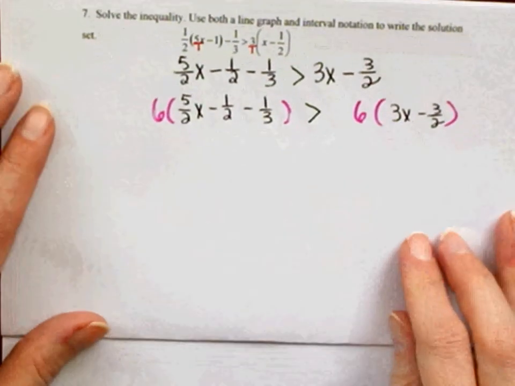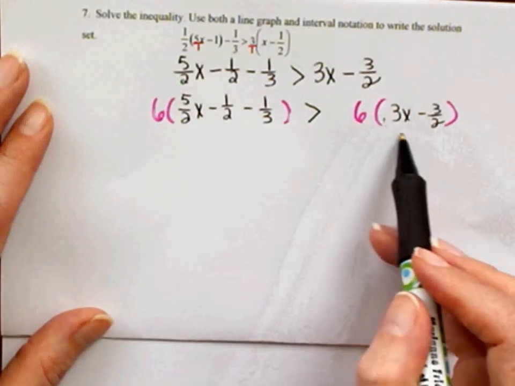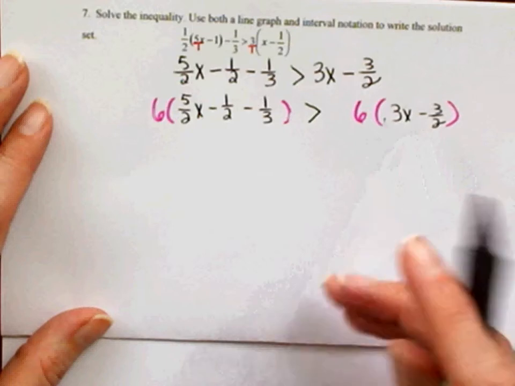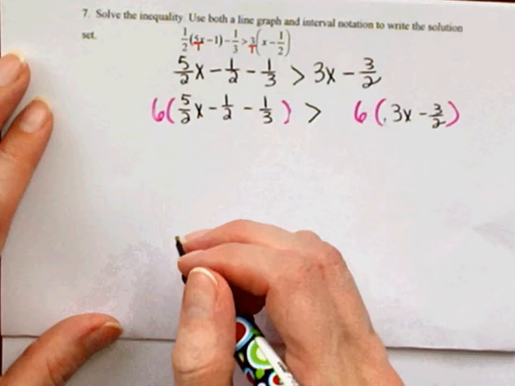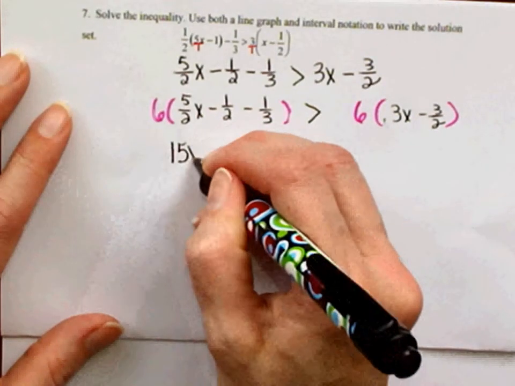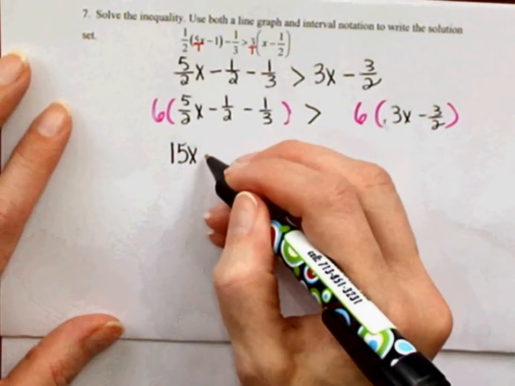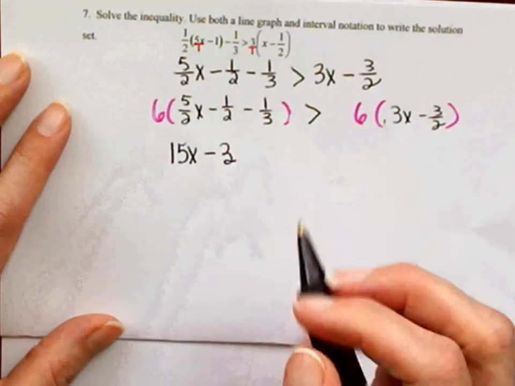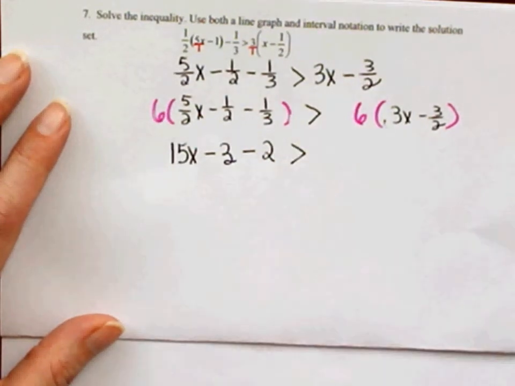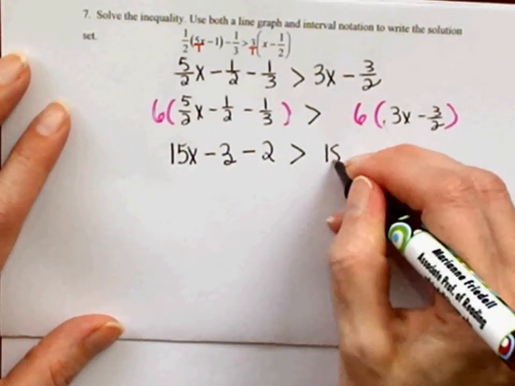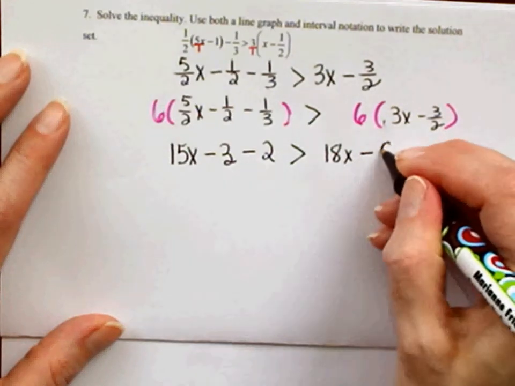Alright, so let's distribute that 6. Remember, whatever you do to one side, you have to do to the other side. It doesn't matter if this side didn't have a fraction. I still have to multiply through by 6. So 6 times 5/2 x is going to give me 15x. 6 times a negative 1/2 is a negative 3. 6 times a negative 1/3 is a negative 2. Greater than 6 times 3x is 18x. 6 times a negative 3/2 is minus 9.